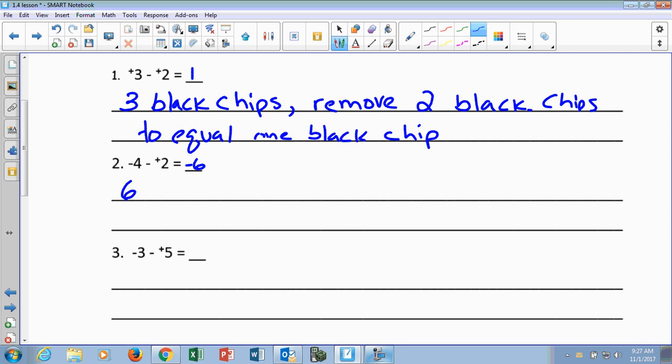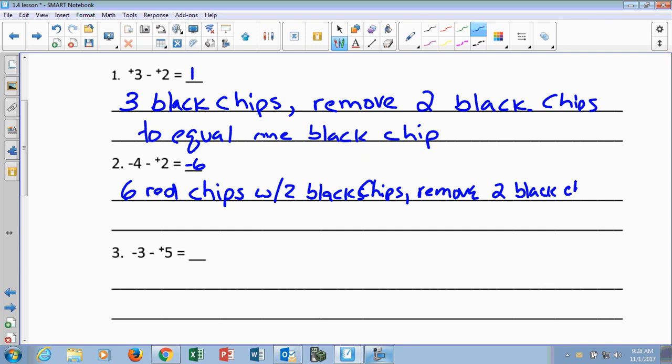You would need 6 red chips with 2 black chips. Because isn't that negative 4? Right? And then you're going to remove the 2 black chips. Because now when I remove the 2 black chips, what do we have? Negative 6. See that?